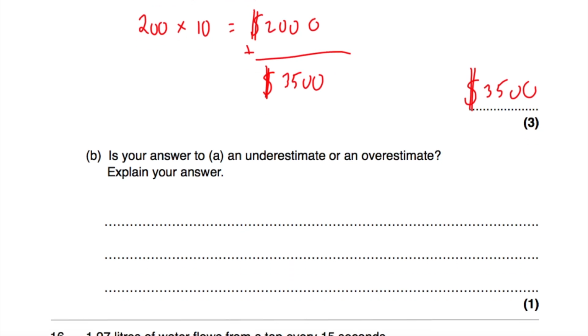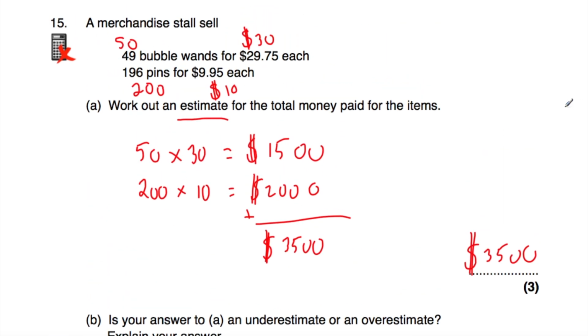Part B says, is our answer to A an underestimate or an overestimate? So let's have a look at the actual figures. There's 49 bubble ones, but we've rounded that up to be 50. And the price was $29.75, we rounded that up to be 30. And 196 pins were sold, but we rounded that up to be 200. There's a common trend here, we're rounding everything up. And $9.95, we've rounded that up to be $10. So we've rounded up not only the number of items sold, but also the prices.